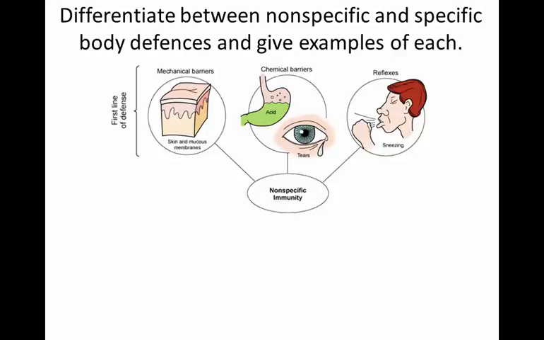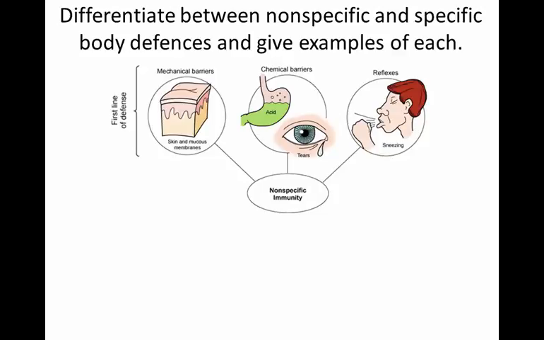Skin and mucous membranes that line things like our lungs and our digestive system are mechanical in the sense that they don't physically let the bacteria or the viruses into our underlying tissues. Chemical barriers like sweat or the acidity of our stomach have a pH such that most bacteria and viruses can't live under those acidic conditions and therefore chemically break down those pathogens before they can get into our body.